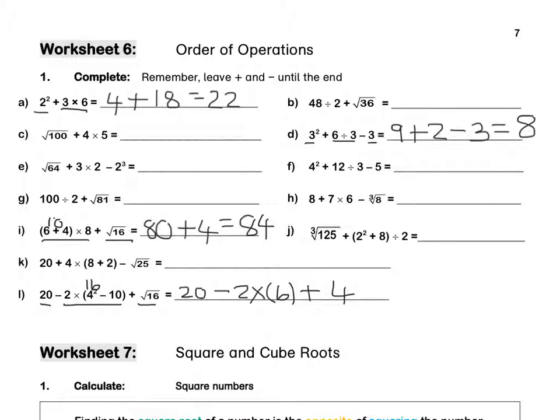Now, the answer to all of this, we can simply see 2 times 6 is 12. Now working from left to right, 20 minus 12 is 8. 8 plus 4 is 12. Press pause to complete question 1 by yourself. When you are done, use the memo to mark all your answers.